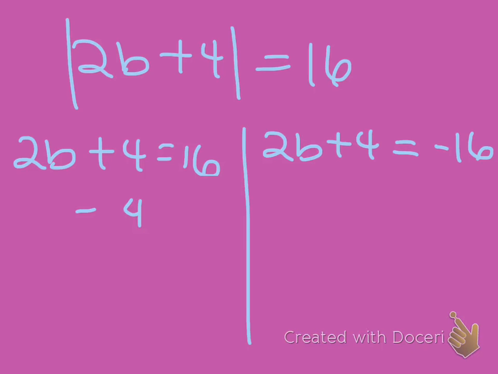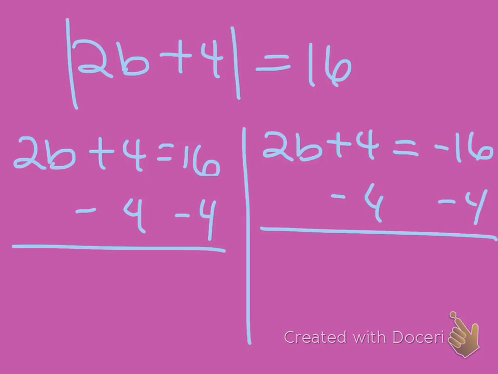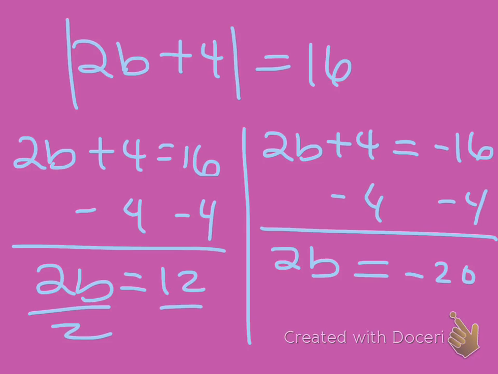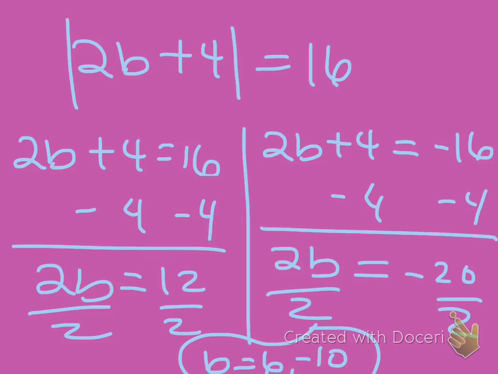So I'm going to subtract 4 and subtract 4, and I like to do it this way, just all the way across like that. Bring down my 2b and my equals, and 16 minus 4 is going to be 12. Bring down my 2b and my equals, and that's going to become a negative 20. Divide by 2, divide by 2, divide by 2, and divide by 2. So b equals 6 and b equals negative 10. Not too bad. You just have to make sure that you split it into 2 pieces.